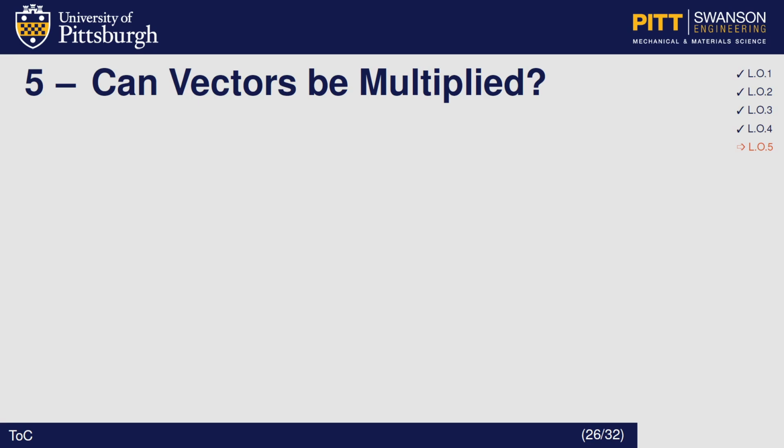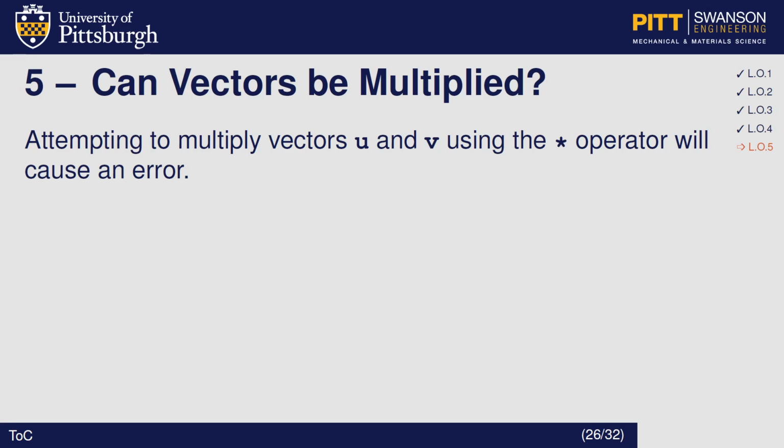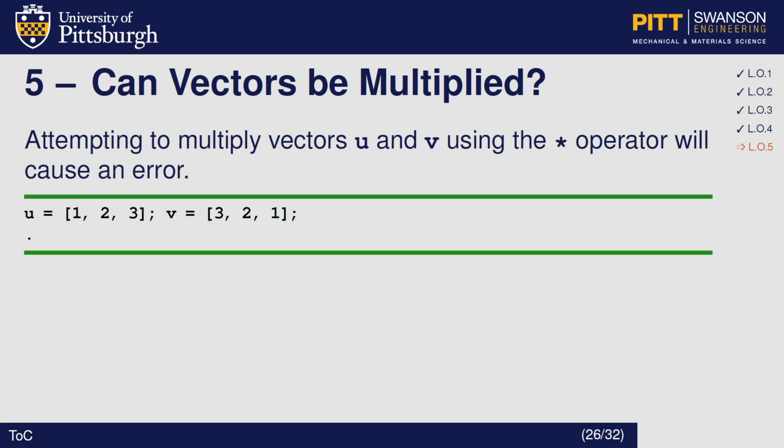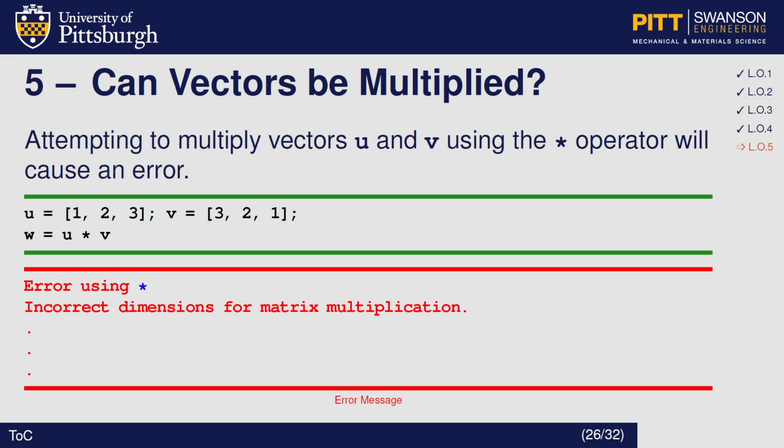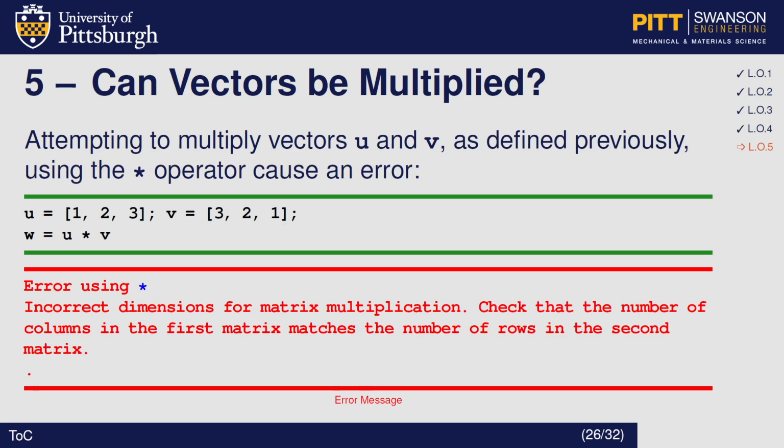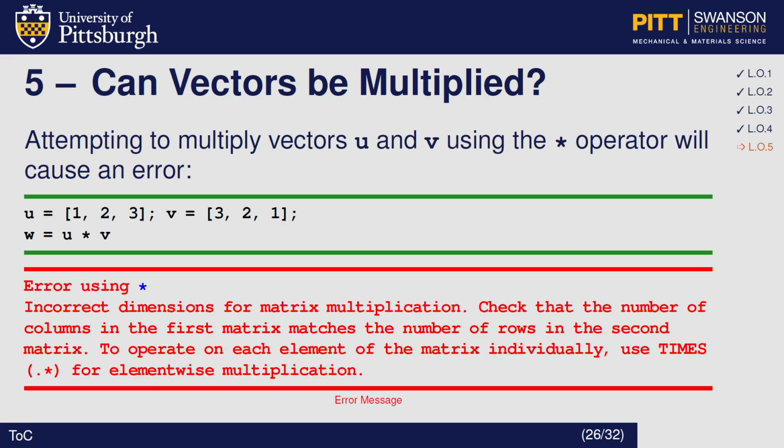Now, a natural question from this is, can vectors be multiplied just like regular numbers? We can experiment with this, and we will see that multiplying the vectors u and v as defined previously with the asterisk operator will cause an error. The error reads: "Error using asterisk. Incorrect dimensions for matrix multiplication. Check that the number of columns in the first matrix matches the number of rows in the second matrix. To operate on each element of the matrix individually, use times, period asterisk, for element-wise multiplication."